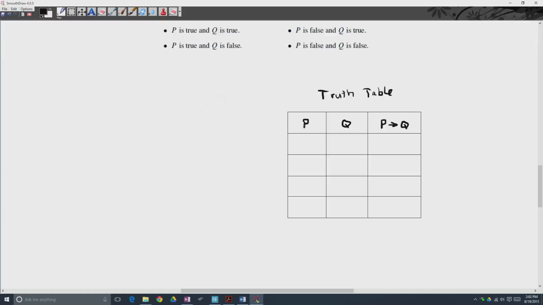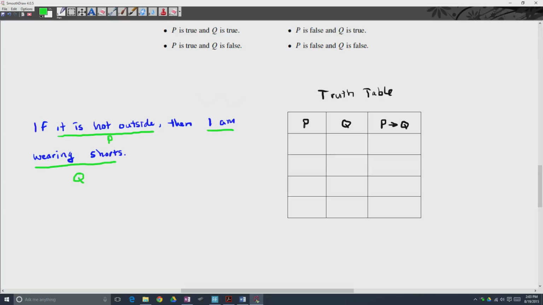We're going to use this to investigate these different possibilities, and so we need an actual example to look at. Suppose I told you that if it is hot outside, then I am wearing shorts. Real quick, let's take a look at this conditional statement. It's if, then. The hypothesis is it is hot outside, so that would be P. I am wearing shorts would be the conclusion, or Q.